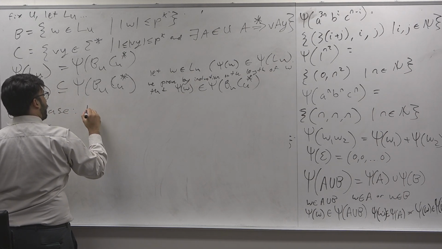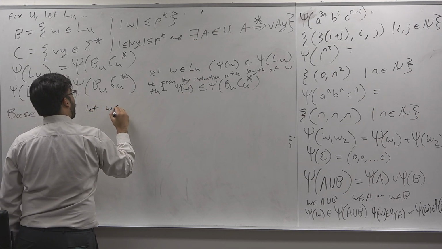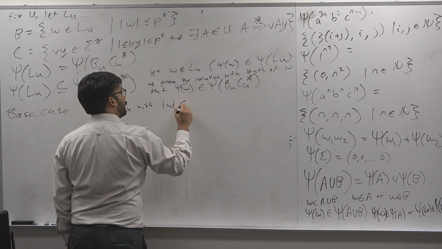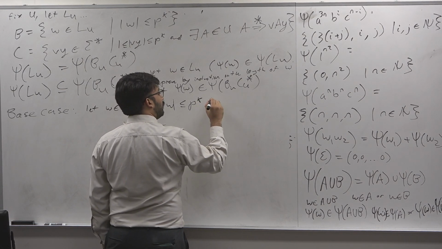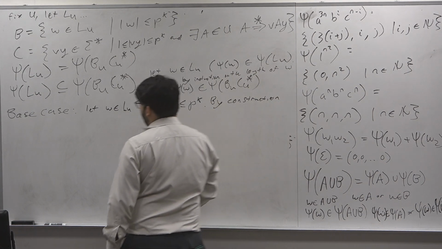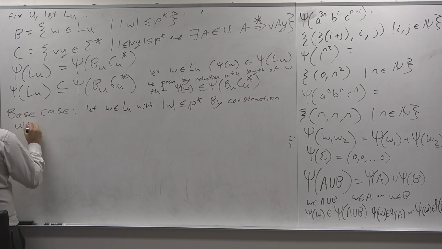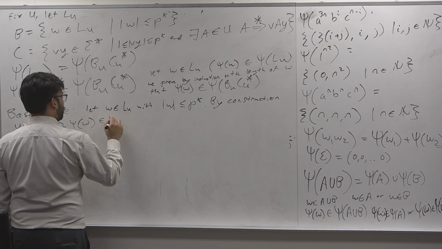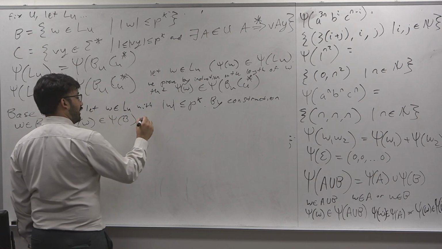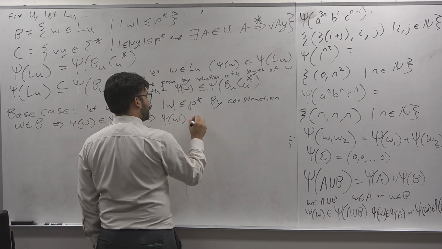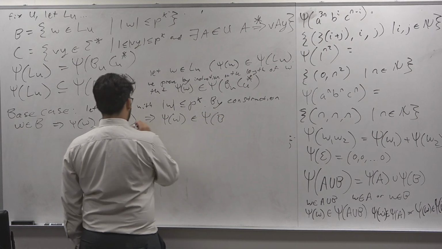Base case, let W be an element of LU with the length of W less than or equal to P to the K, right? Notice that by construction, it is simply the case that W is in B, right? That's just the definition of B. So we know then that implies that the frequency of W is in the frequency of B. And that implies then that if you take 0 or more copies of C, right? So that implies the frequency of W is in the frequency of BU, sorry.